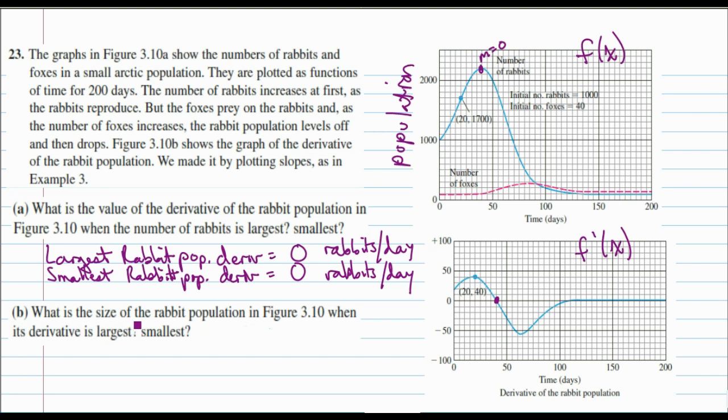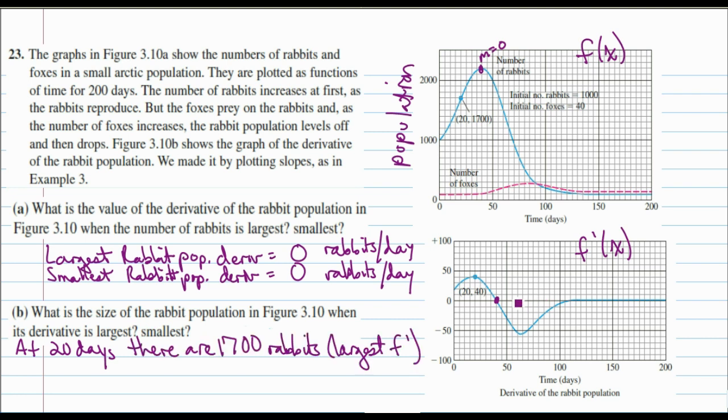Part B asks, what is the size of the rabbit population? So what is the size of the rabbit population? We're looking at a y value in f of x, when its derivative is largest. Okay, the derivative is largest at 20 days. So at 20 days, the derivative is 40, meaning the number of rabbits is changing at 40 rabbits per day. But that's not what it's asking us. What is the size, the actual size? Not how is it changing, but what is the actual size of the rabbit population? That's up here. At 20 days, there are 1,700 rabbits.